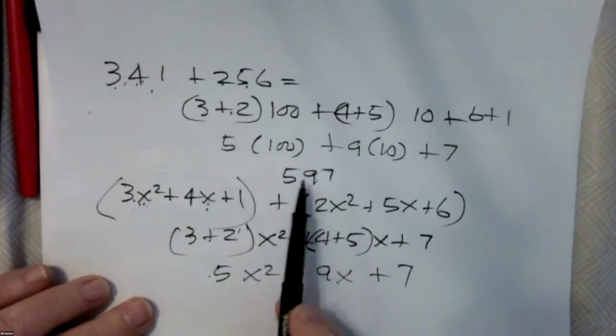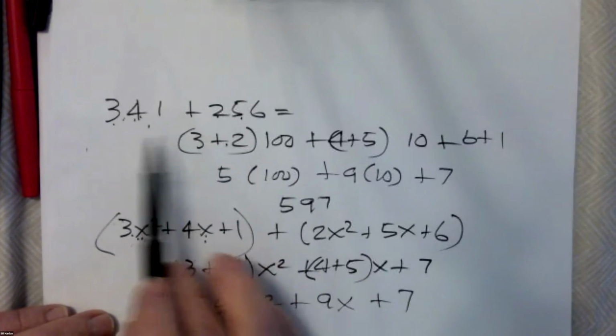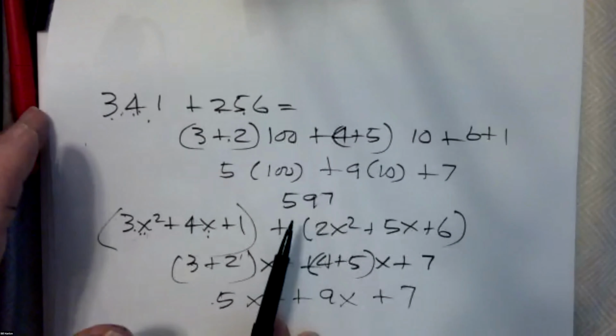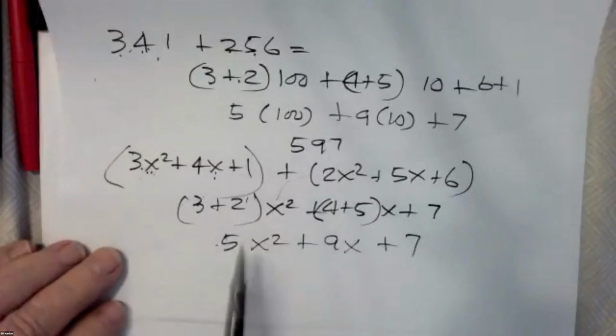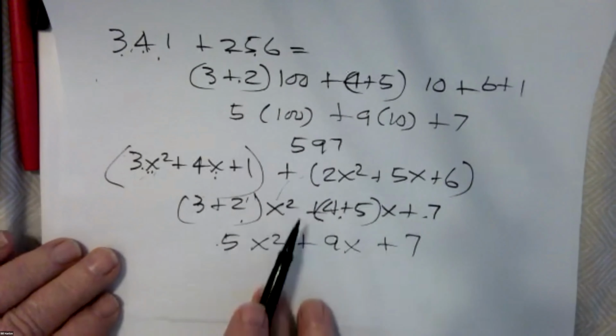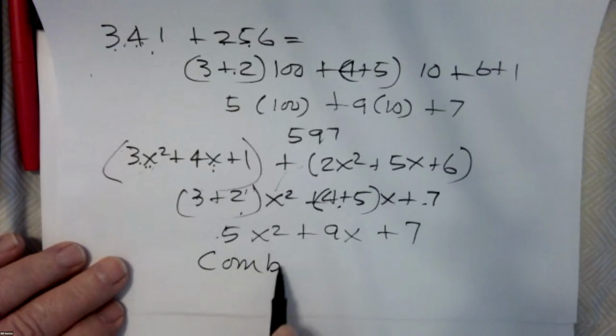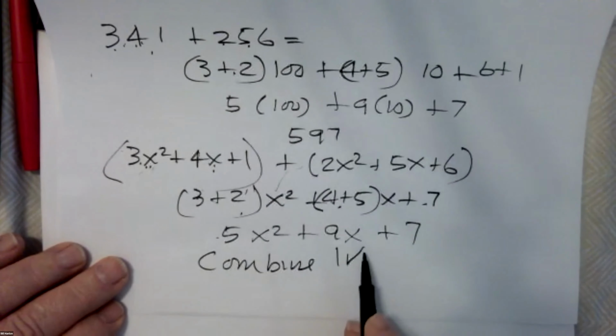Notice down here, in elementary school, I'm adding hundreds to hundreds, tens to tens, ones to ones. Down here, I'm adding x squares to x squares, x's to x's, and numbers to numbers, except we don't say that. What we tell kids is combine like terms.